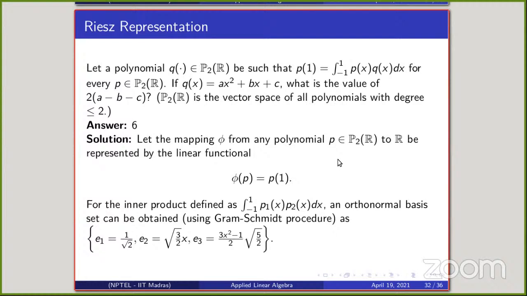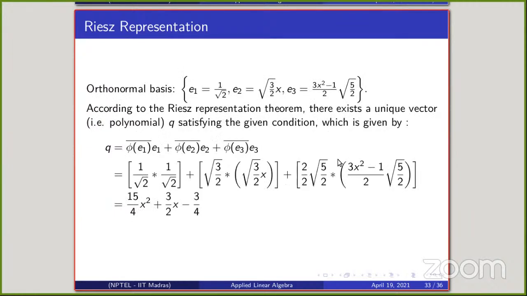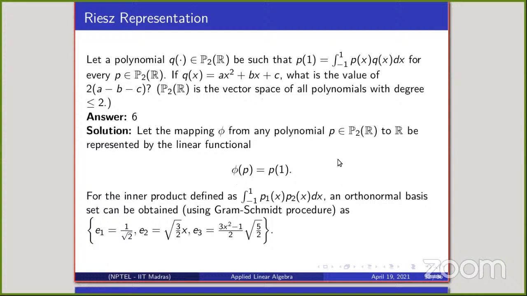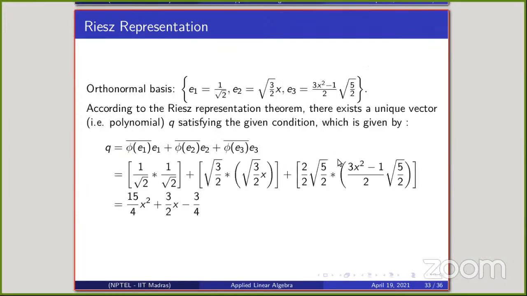And now we use the Riesz representation theorem, which says that for any linear functional phi, there exists a vector u such that phi of v equals the inner product of v comma u, and that u is actually the polynomial q here, which is phi of e1 conjugate times e1 plus phi of e2 conjugate times e2 plus phi of e3 conjugate times e3. We have defined the function phi as a polynomial evaluated at the value 1.